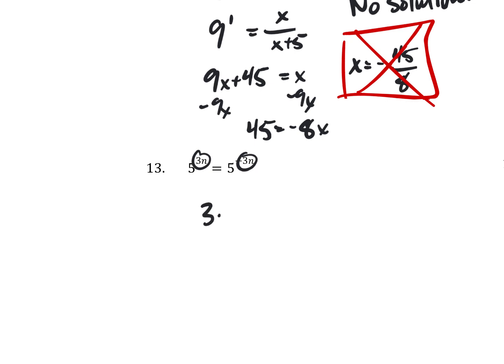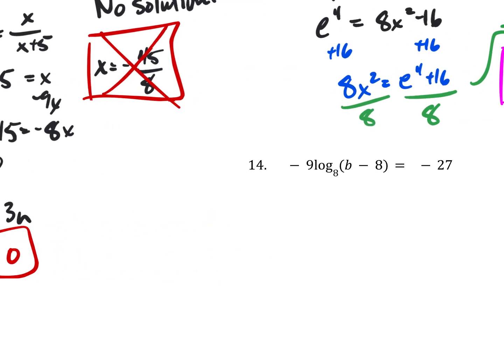This one is really quick because you can just conclude that the two things in the exponents are equal. So we say 3n equals negative 3n. The only value for n that works for that is 0. And so that's the answer. If you want the proof, you can add 3n to both sides and divide both sides by 6.